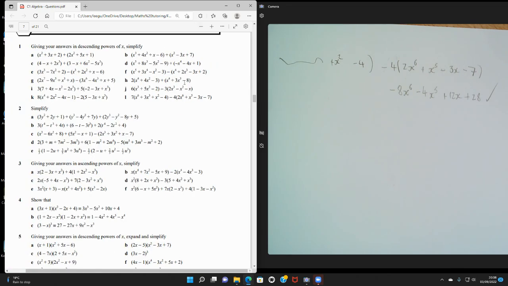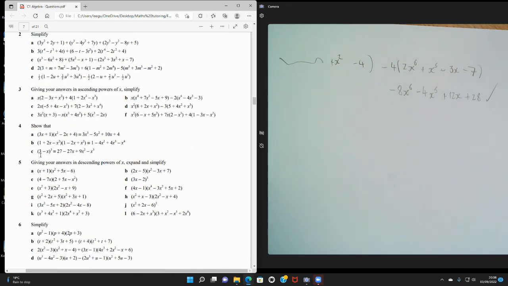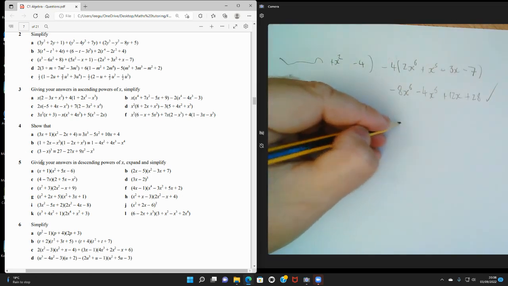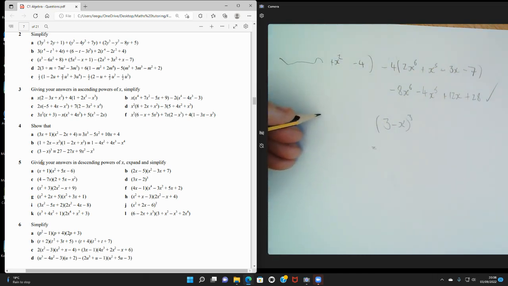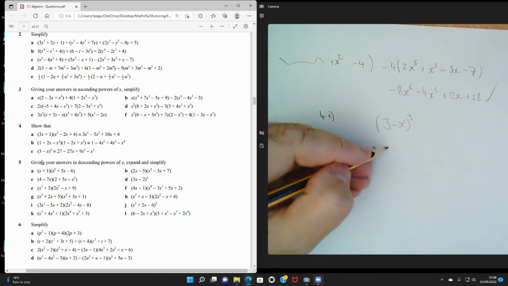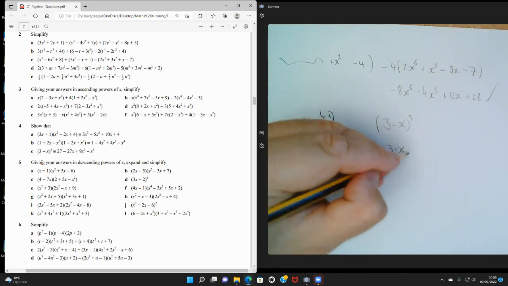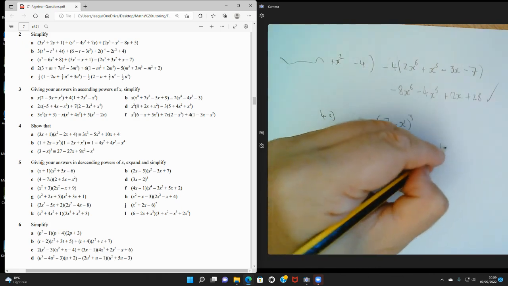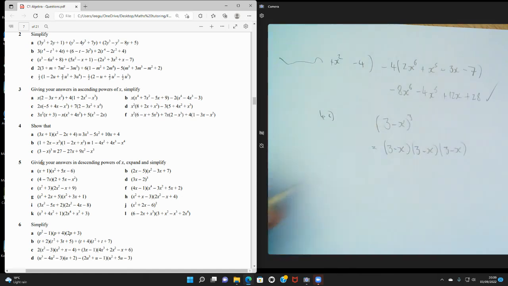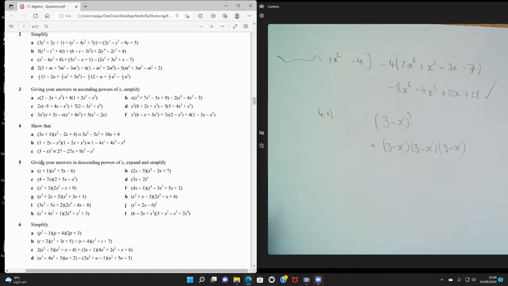Expanding brackets. When it comes to expanding, let's say, for example, expanding a triple bracket, perhaps we were going to look at question 4C. We have got here 3 minus x cubed, which remember means 3 minus x times by 3 minus x times by 3 minus x. And what I would do here is just pick two of the brackets, multiply those two together first.